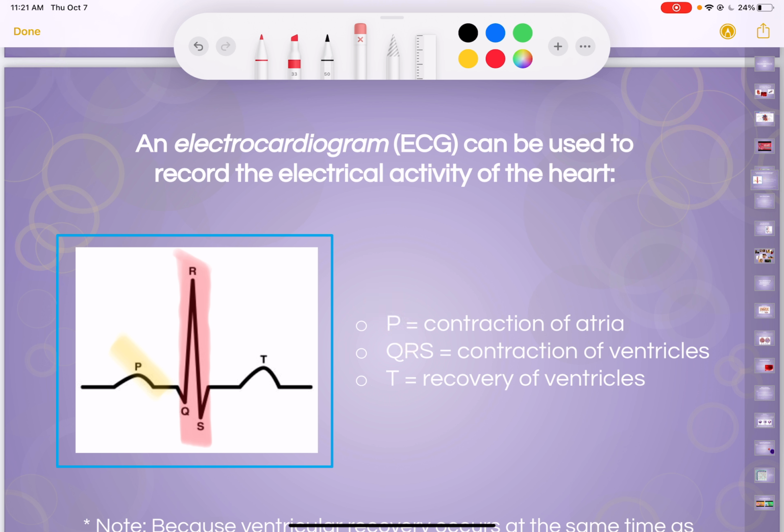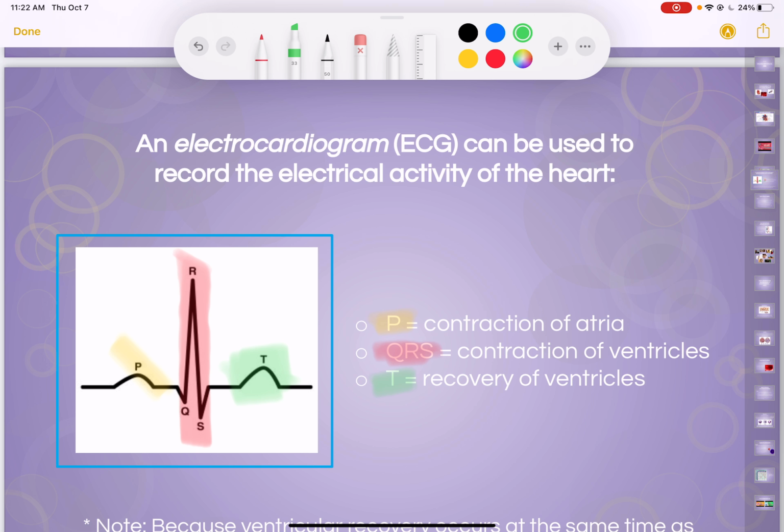Okay, so this one is that. QRS is the red. And then our T is our recovery. So everything has a little bit of a recovery time, and that's just because everything can't just be constantly contracting. You'll notice that when we learn about nerves in Bio 30, there has to be some sort of rest time. So the T wave is just it readjusting and being ready for the next time that it has to contract.